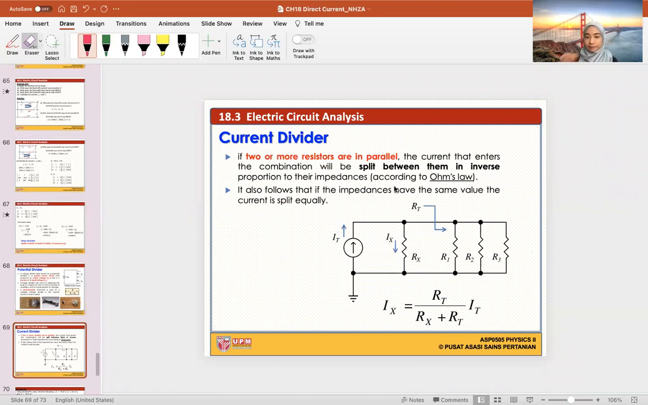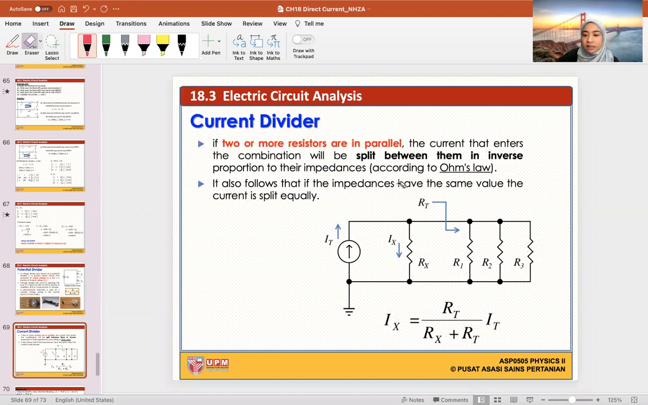And then you also have current divider. How am I going to moderate this webinar, I'm doomed.